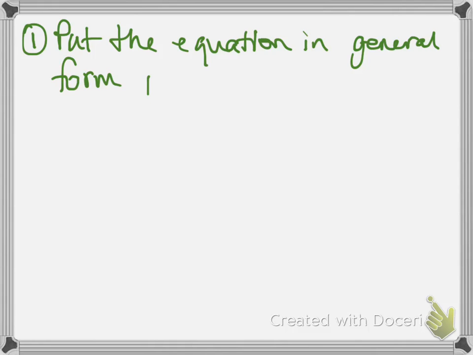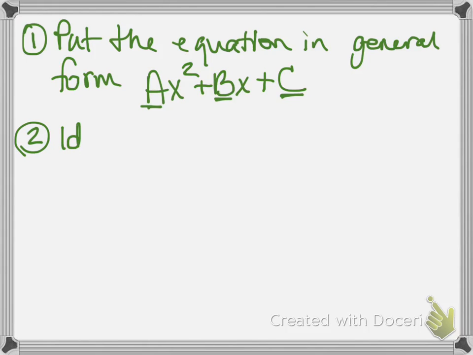So remember, general form is ax squared plus bx plus c. A, b, and c are all numbers, but they go in that order so that the highest degree term is first, and in this case it's your x squared term. You need to identify your numbers for a, b, and c.